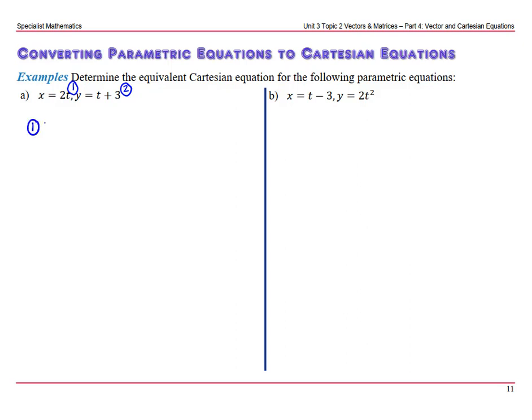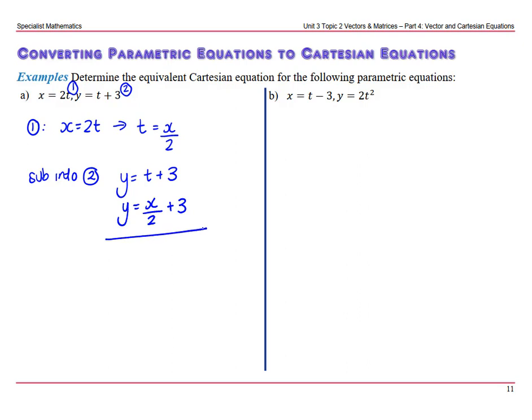From equation 1, we have x equals 2t, which we can rearrange in terms of t to be x over 2. Sub into equation 2, which is y equals t plus 3. So that becomes y equals x over 2 plus 3. And that is our Cartesian equation.